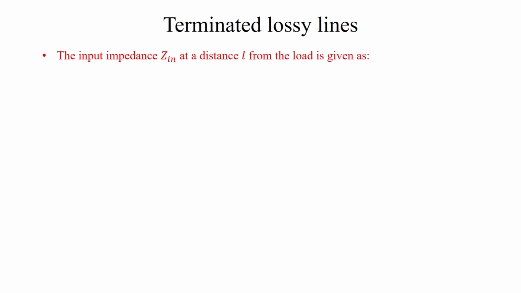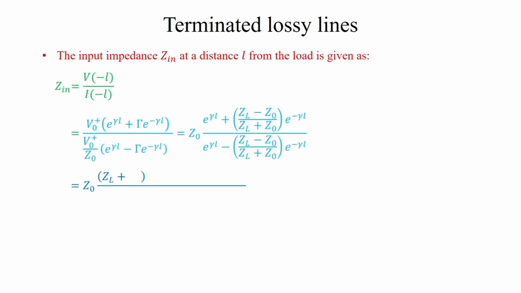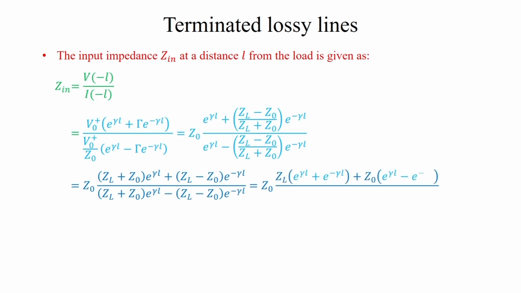We consider a distance L from the load, and we can write Z in to be equal to V at Z is equal to minus L divided by I at Z is equal to minus L. Then we substitute the equations for the voltage and current, and then replacing the reflection coefficient gamma expression by ZL minus Z0 divided by ZL plus Z0 and reorganizing the terms, we get it in this form.